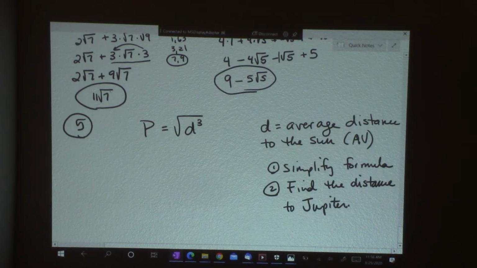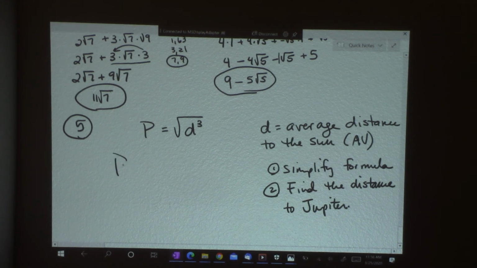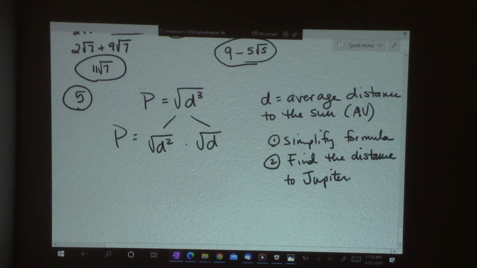All right. So I've got d cubed. This is an easy one, isn't it? All right. That's an odd exponent, so I'm going to change that to the square root of d squared and d. So then I can take the d out of the radical, and I get d square roots of d. So the square root of d squared is just d.